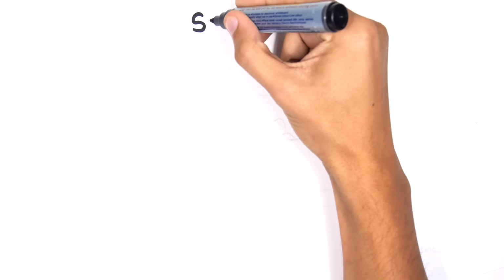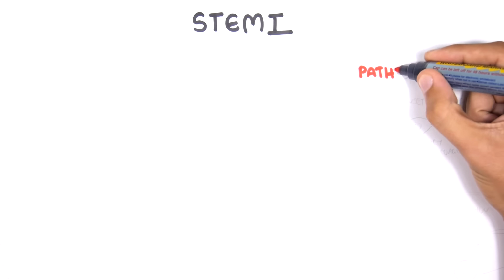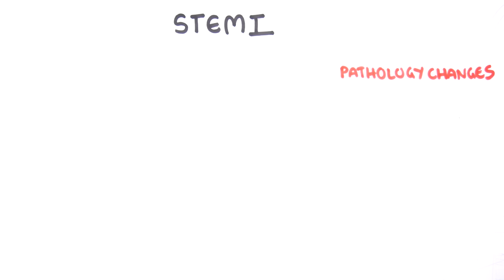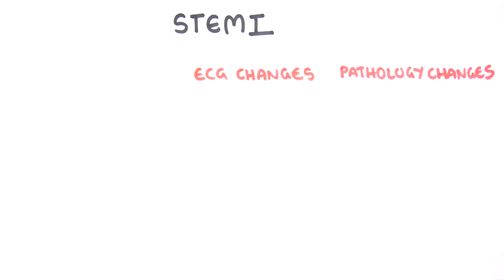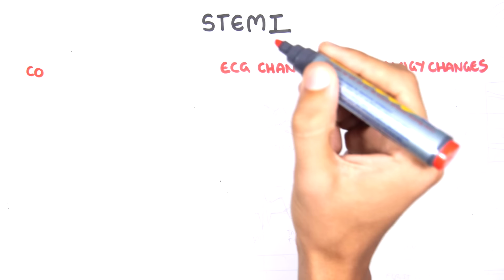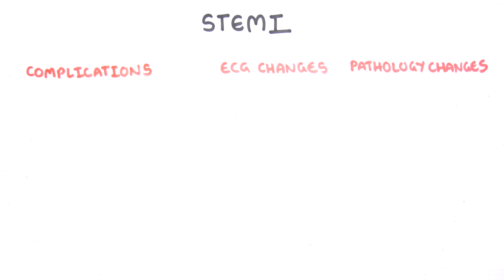In this part of the acute coronary syndrome video, we will look at the changes that occur in an ST elevated myocardial infarction over time. So looking at the pathological changes both microvascularly and macrovascularly, and then look at the ECG correlation as well as complications of a myocardial infarction.